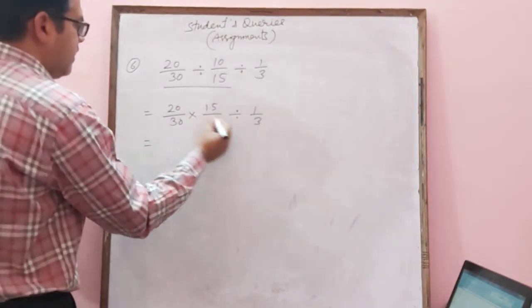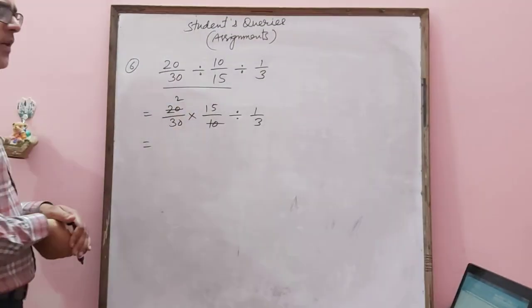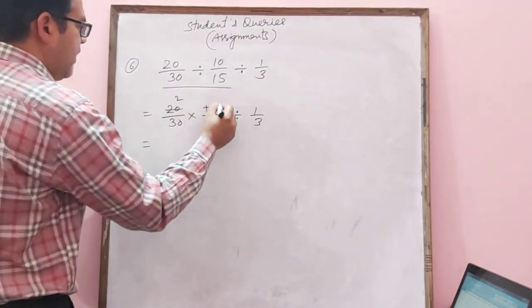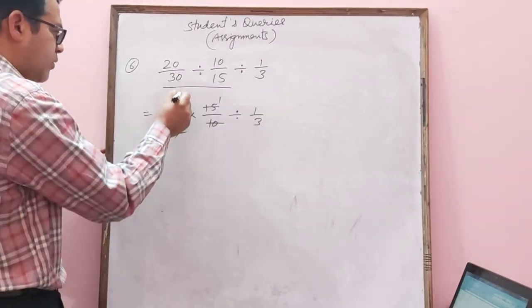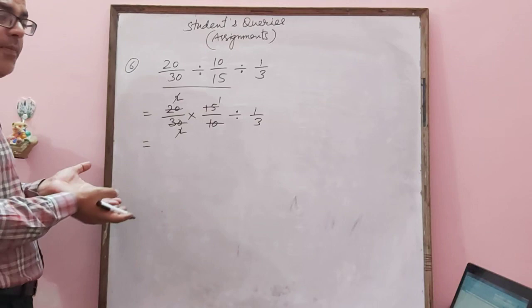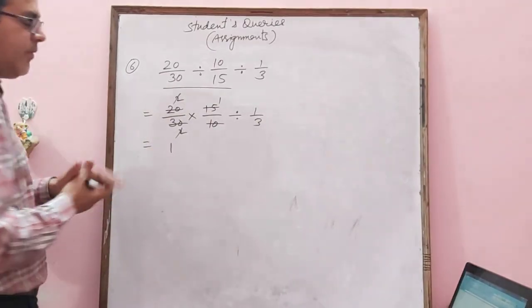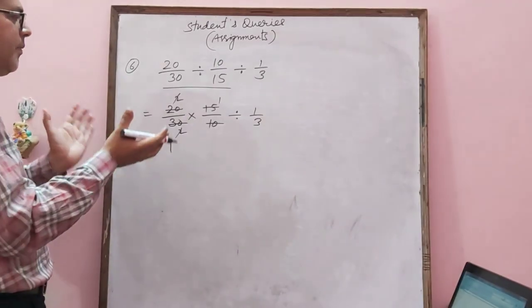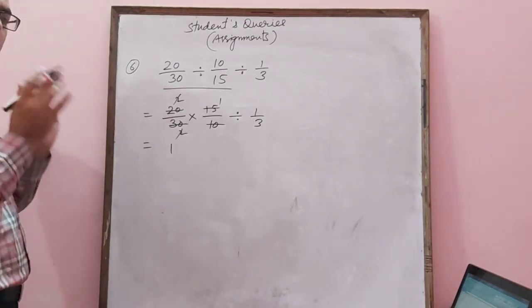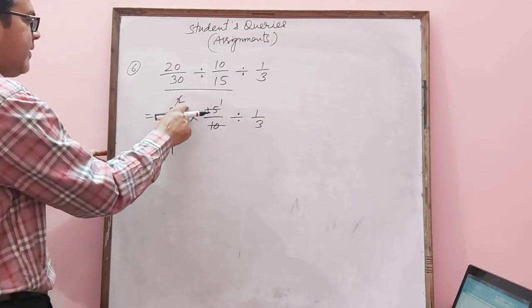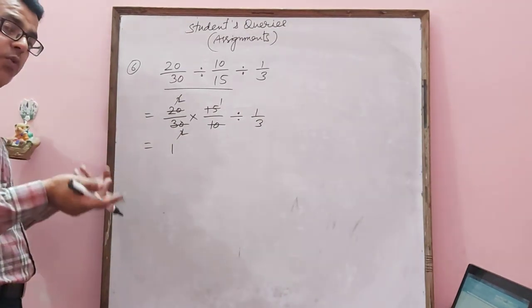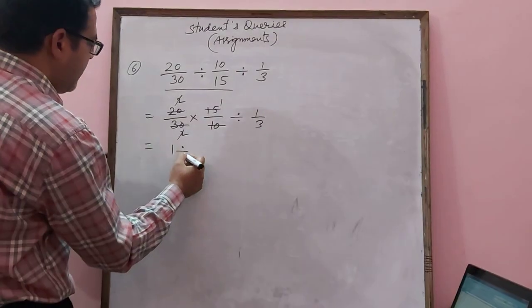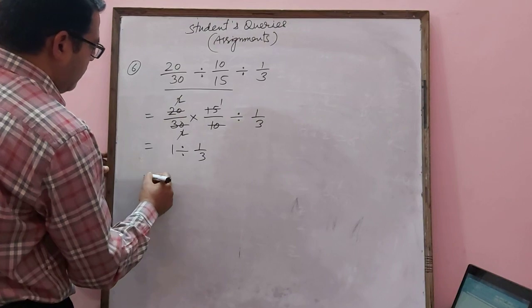Now see, we just focus on this part only. By 10, 2 times we can divide it. Now by 15, 2 times also we can divide it. Now by this 2 we can also cancel this 2. So what is left over here? 1 is only left. Nothing is left means in multiplication 1 is there. 1 into 1, and downside also 1 into 1. We have only 1. So 1 divided by 1 upon 3.